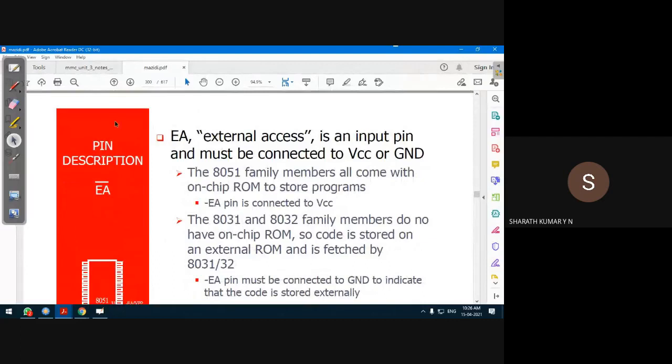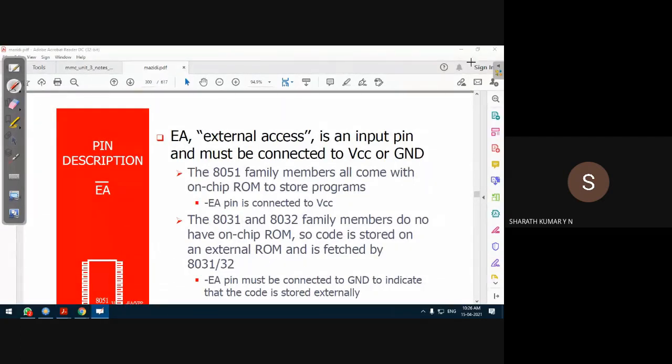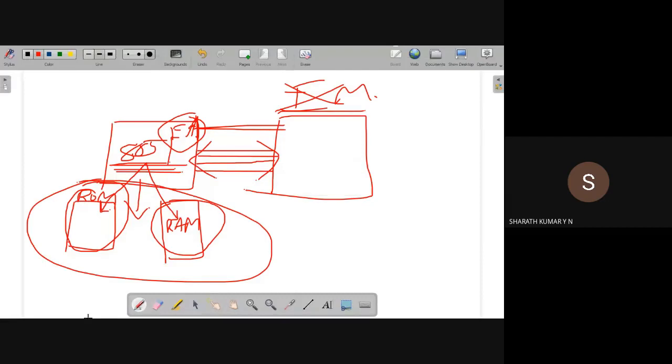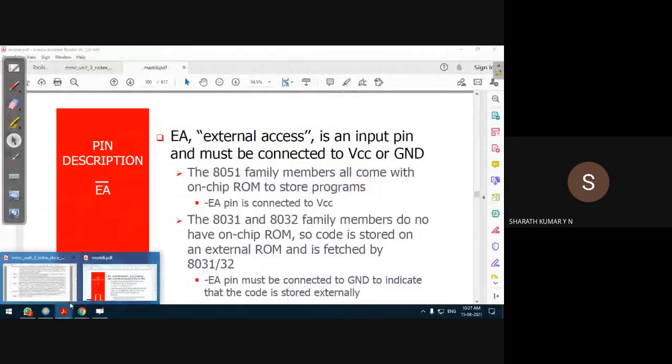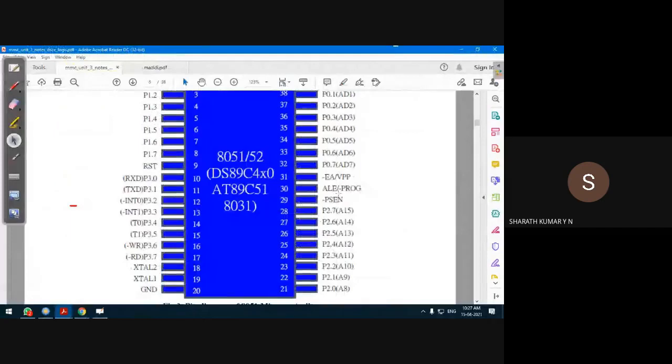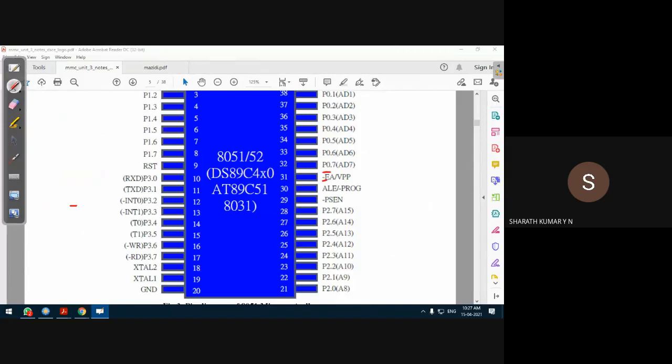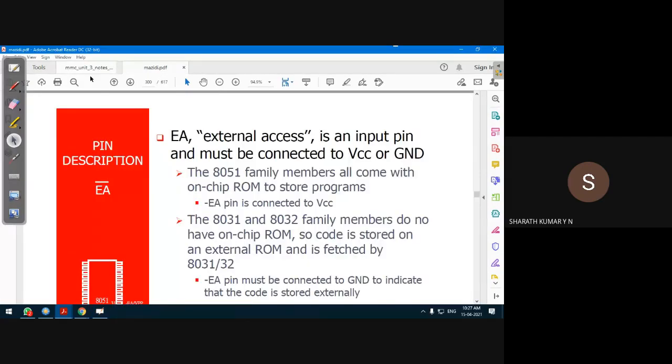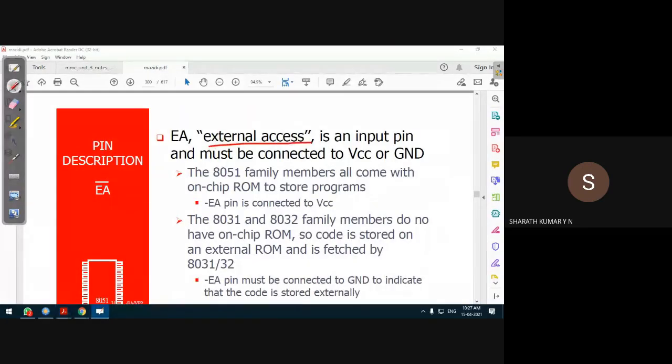Let's look at this EA pin. There is pin number 31. Pin number 31 is the EA bar pin actually. That bar indicates it is a complement, basically an active low signal. This EA stands for external access. External access means external memory connected to the 8051 microcontroller. It is an input pin and must be connected to VCC or ground.